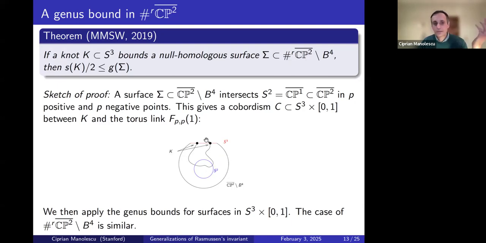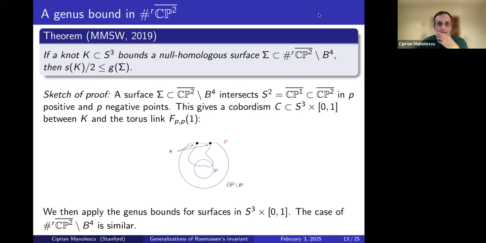Just before, we were looking at surfaces in B4. Now we're looking at surfaces in a more complicated 4 manifold. And the claim is that S over 2 still gives a bound on the genus of a surface in here, assuming the surface is null homologous. Okay, so why is that true?